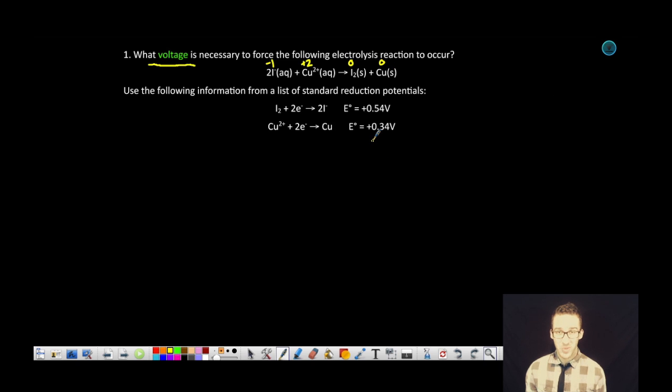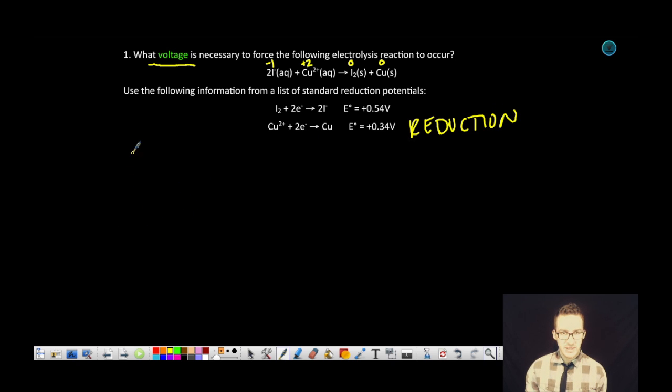Now, the reason why that's important is because when we're doing these standard cell voltage calculations for voltaic or galvanic cells, we pick the most positive reduction potential to indicate the thing that was being reduced. But because it's an electrolytic cell and we're forcing the reaction to happen, you can't use that nifty little rule. So as we look at the redox reaction here, again, we decided that it was copper that was being reduced. So this is our reduction half reaction.